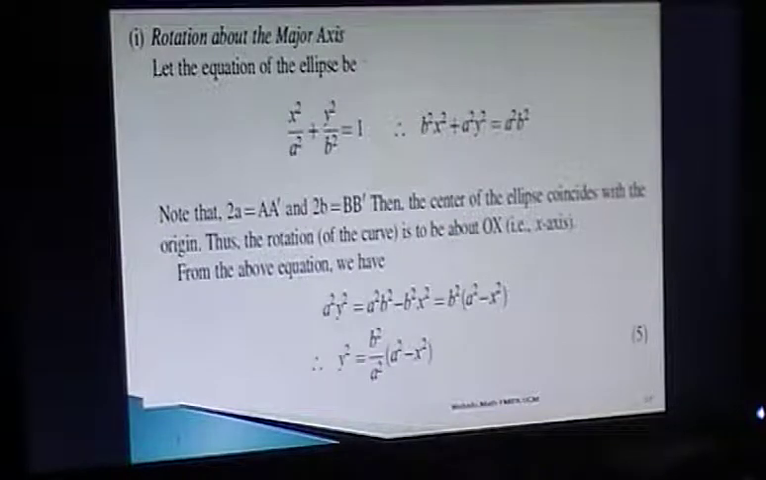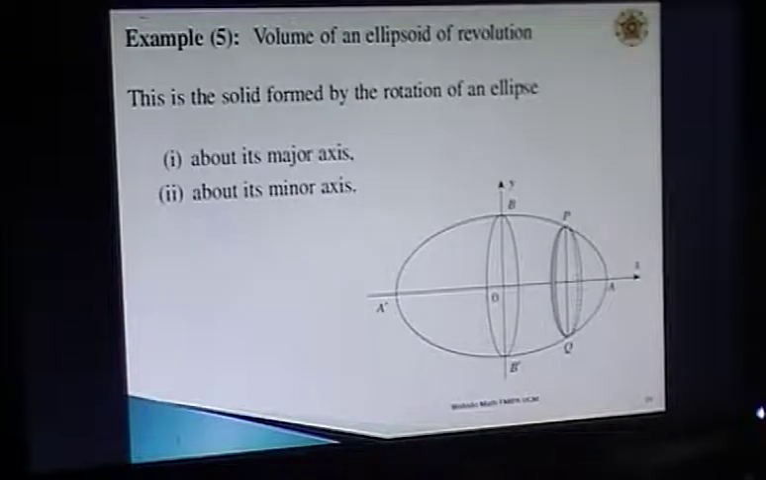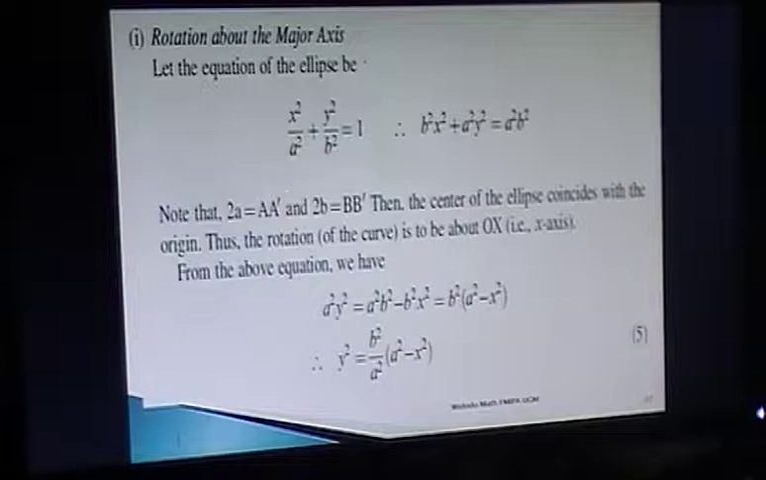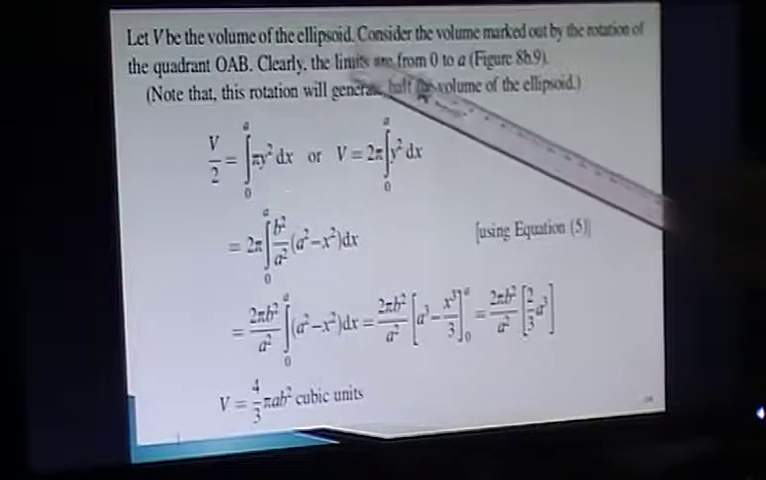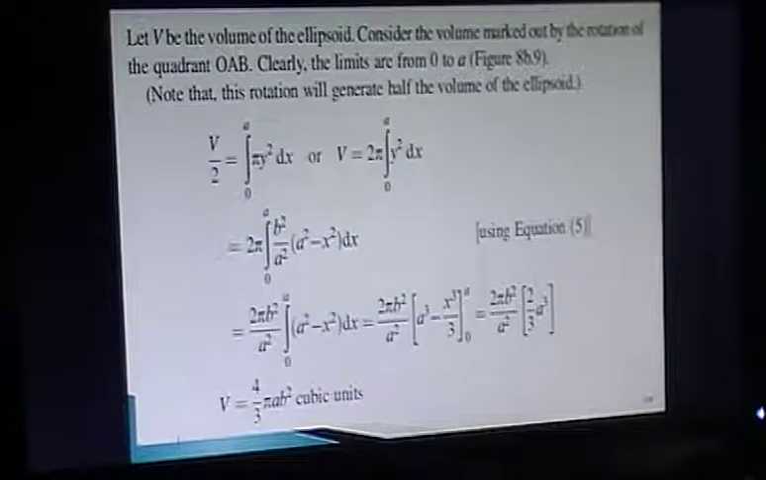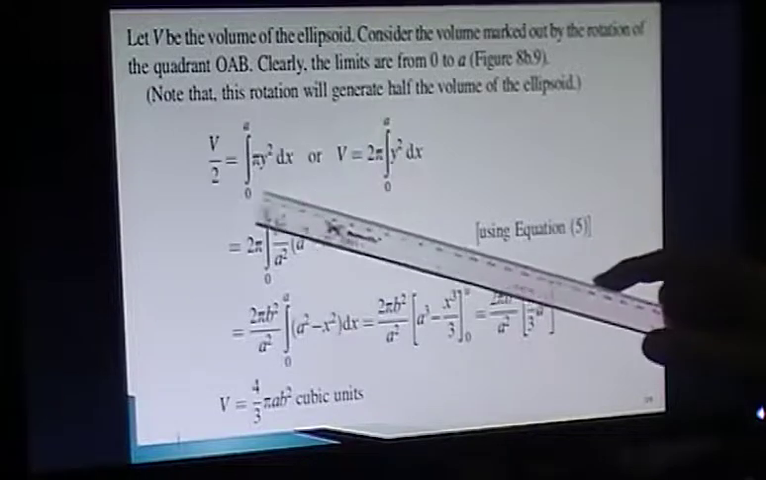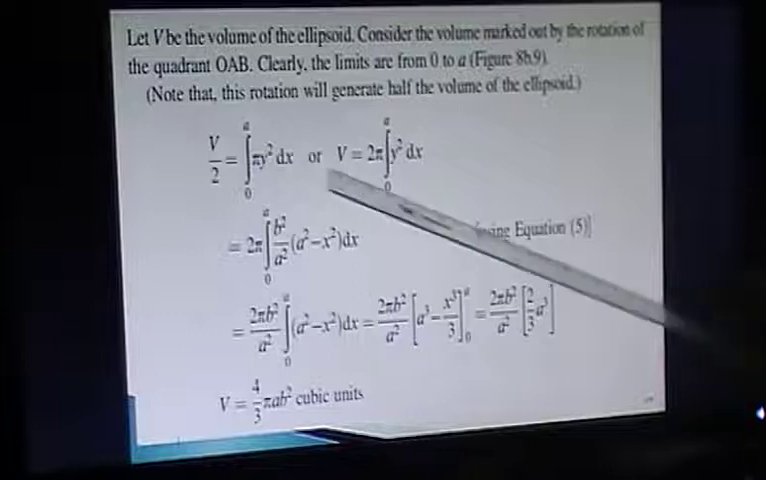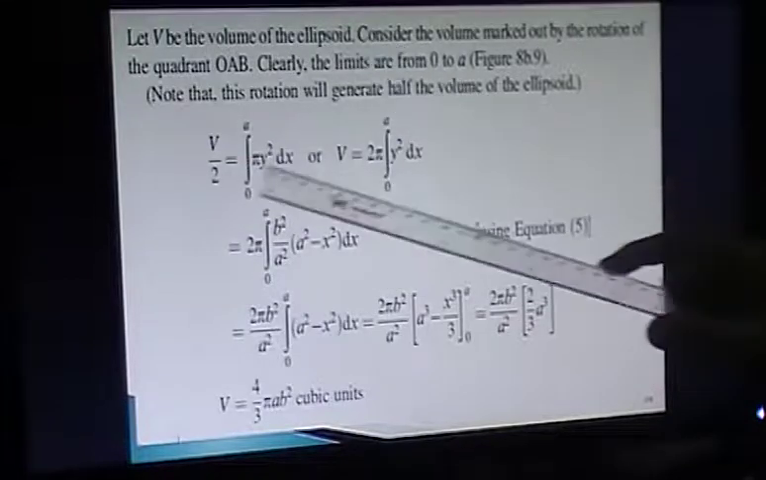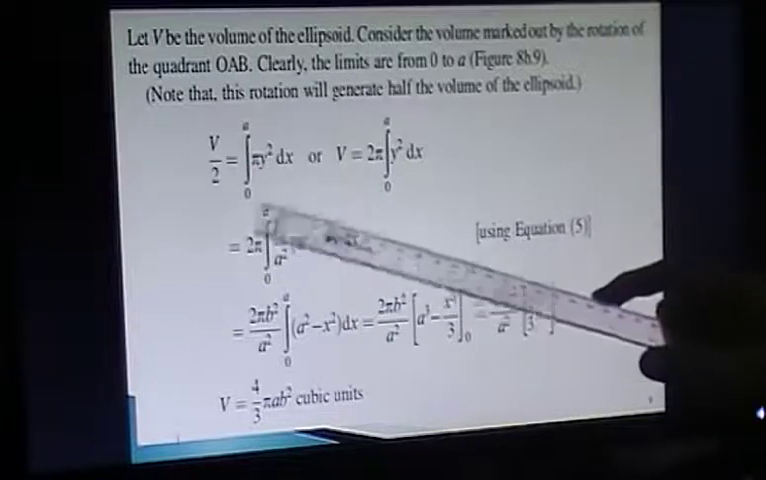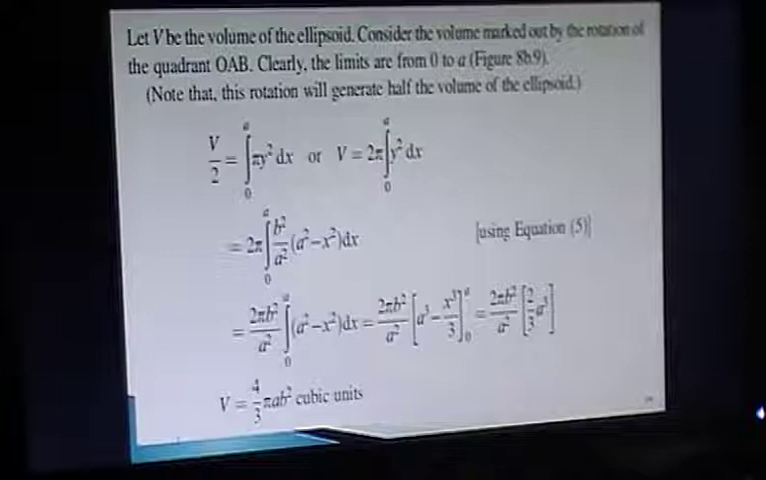So the volume of the ellipsoid is calculated by using the volume of solid of revolution. Okay, let us define the volume of the ellipsoid. We can only count from the first quadrant, that is from 0 until a, and then 0 until a is only half of the ellipsoid. So the volume of the ellipsoid itself is 2 times this integral.